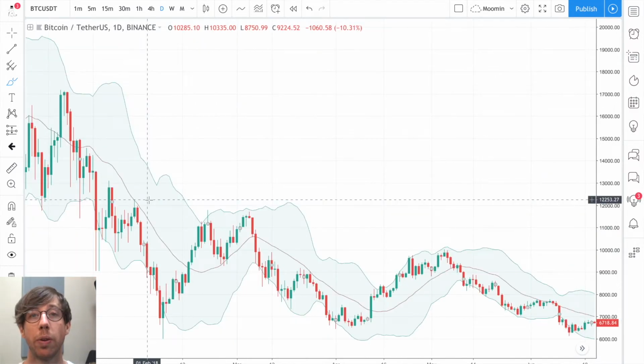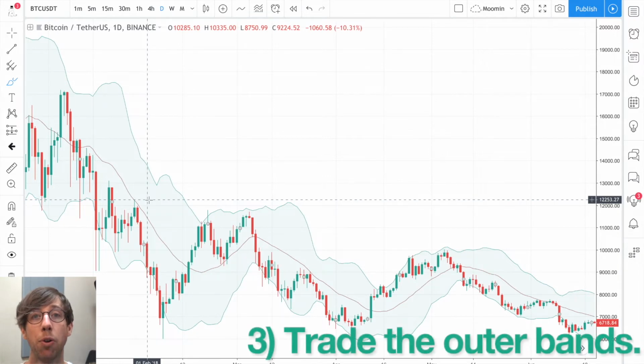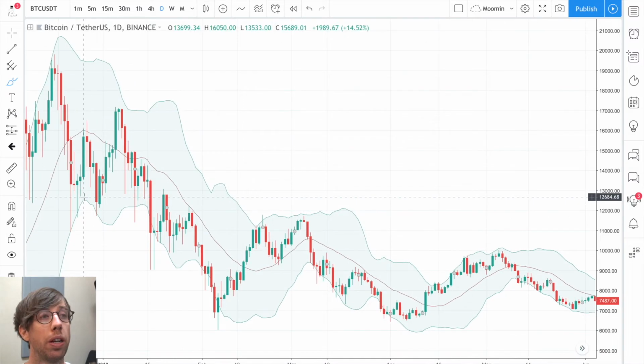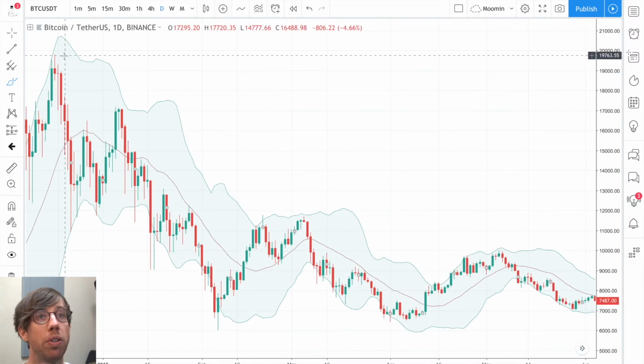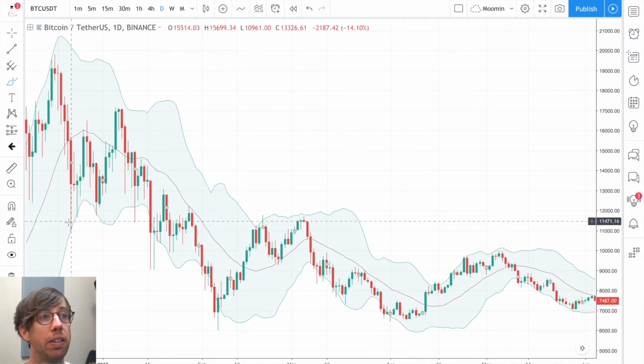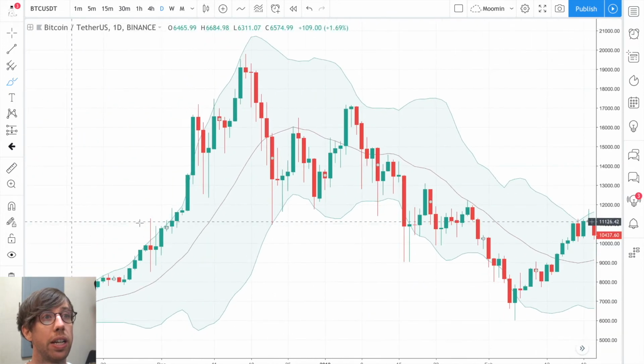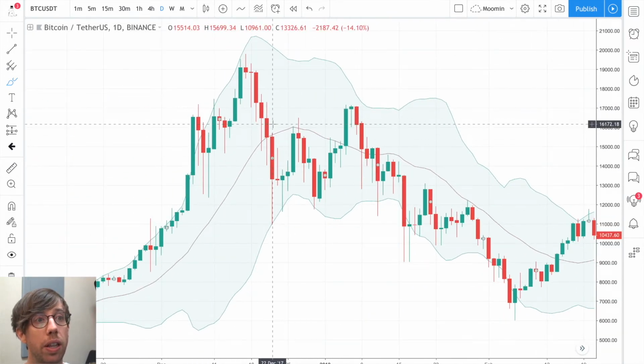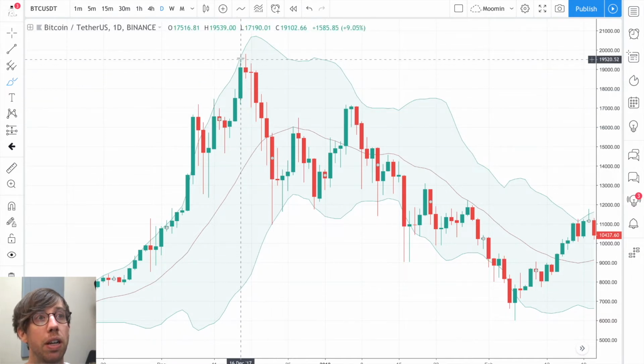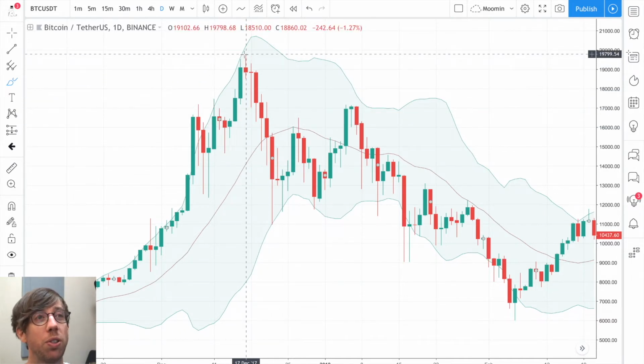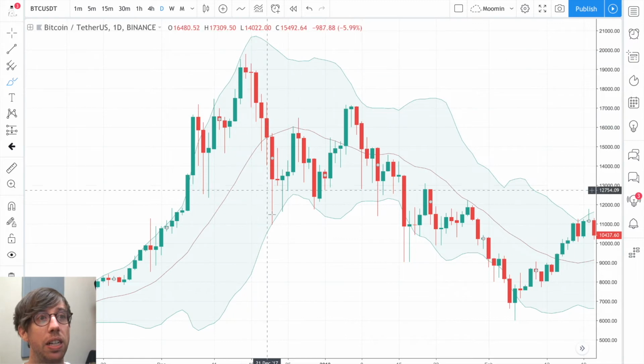The third method of trading with the Bollinger Bands is using the outer bands as support and resistance values. We're going to go back in time to where Bitcoin almost hit 20K and it fell down. We're going to zoom in right here. So this is on the 22nd of December of 2017. The price, so close, and then it fell.